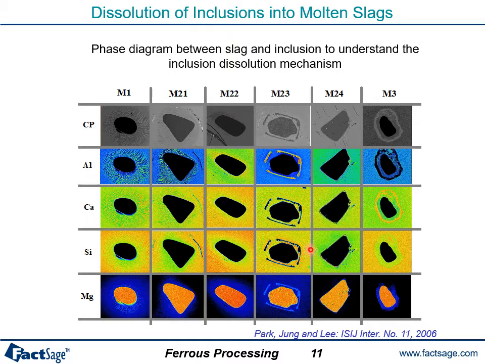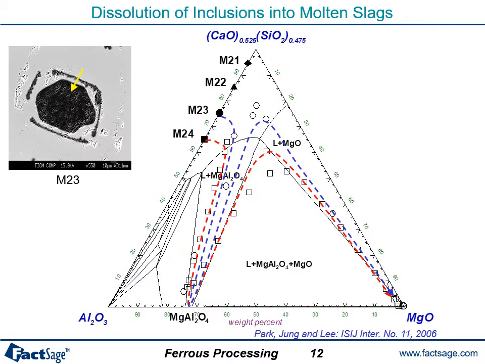On the other hand, for the M23 and M24 slag, we found that during the dissolution of the MgO particle, some sort of wall started forming around the particle, and this wall slowed down the dissolution rate significantly. So we try to explain this kind of wall formation by using the phase diagram calculation. This is the phase diagram we drew to explain this phenomenon.